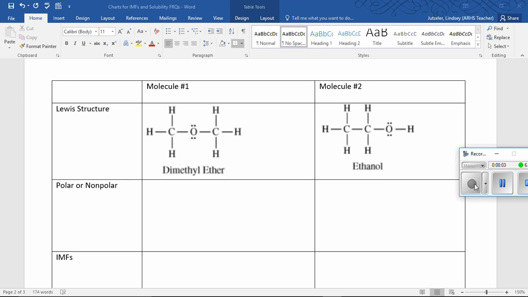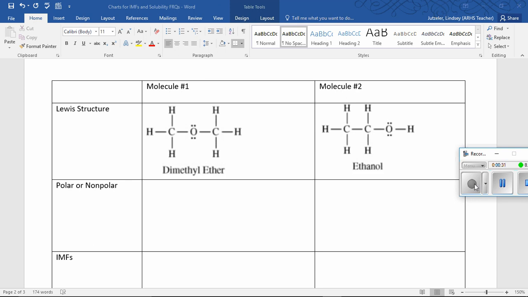Okay, round two. So this is still 2008, but this is part B. You're given the structures of dimethyl ether and ethanol, and you're told that the normal boiling point of dimethyl ether is 250 Kelvin, whereas the normal boiling point of ethanol is 351 Kelvin. Account for the difference in the boiling points, and you must discuss both substances in your answer. Okay, so same deal.